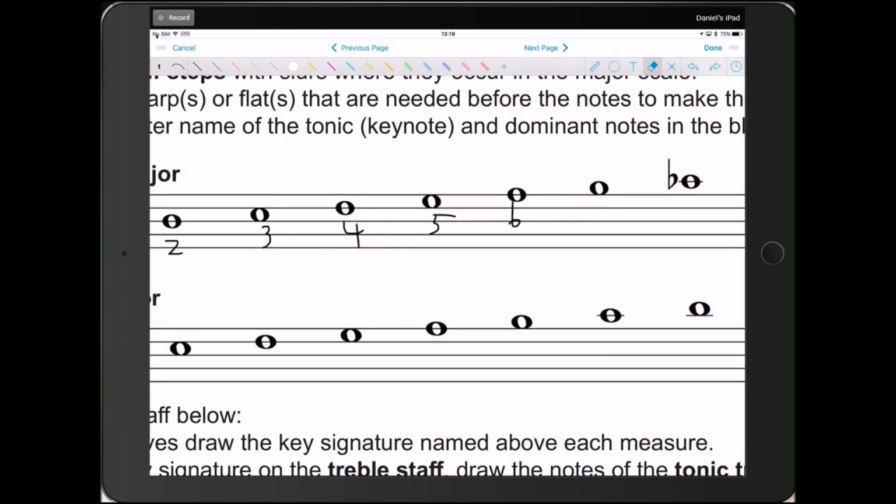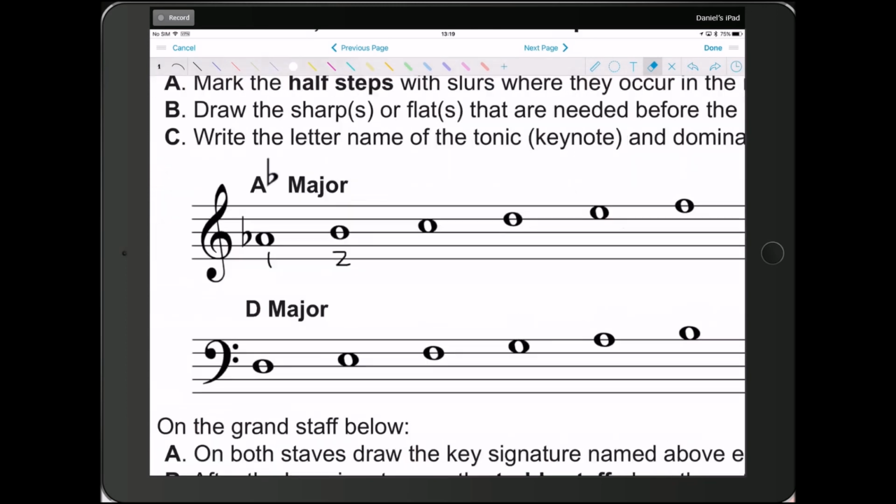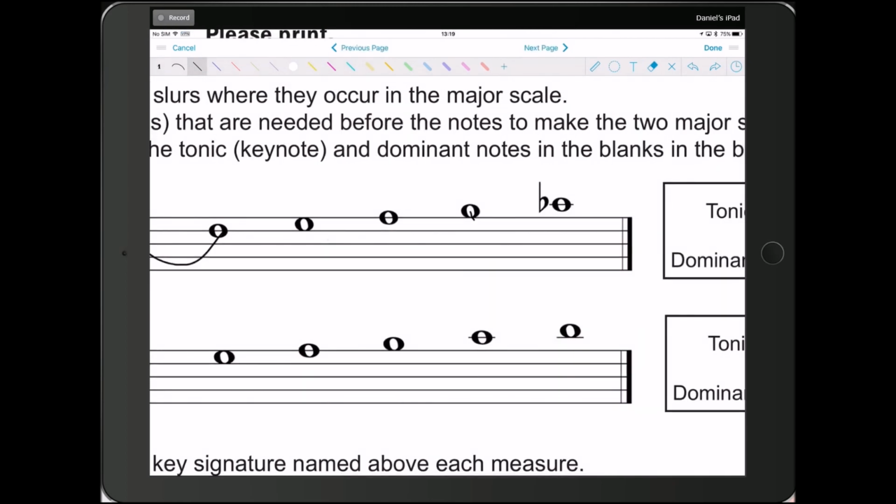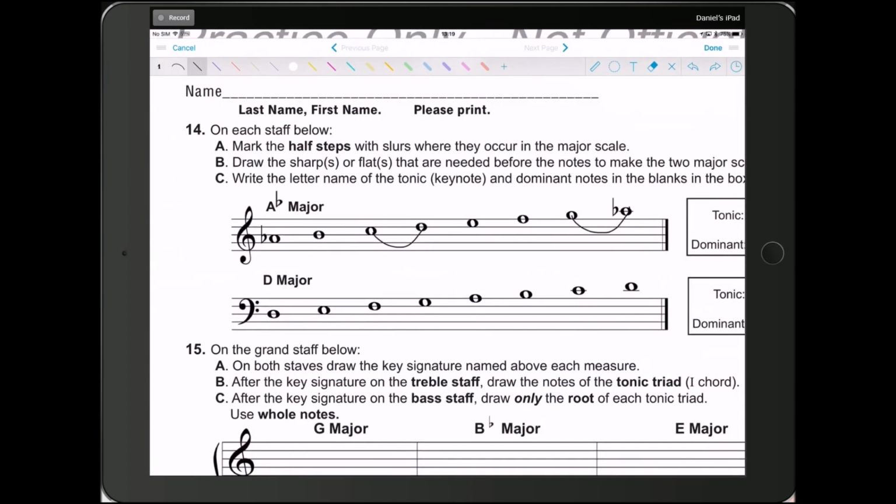That's all we have to do. We just count out all the notes. And then between 3 and 4, 7 and 8, that's where they occur. 1, 2, 3 to 4, 5, 6, 7 to 8. And it should look the exact same in the other one. 1, 2, 3 to 4, 5, 6, 7 to 8. That's all there is to it.